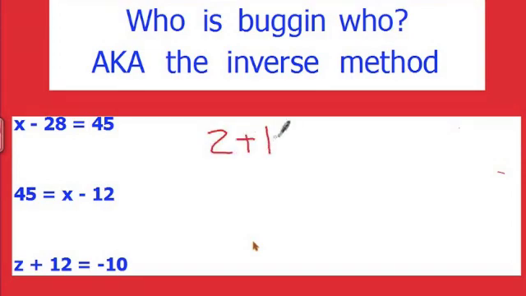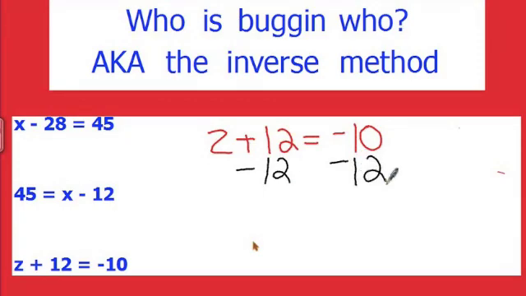One last example, z plus 12 is equal to negative 10. Who's bugging z? Positive 12. To get rid of the positive 12, I'm going to put in a negative 12. What I do to one side of the equation, I have to do to the other. Using my upside down triangle, nothing happened to the z. The positive 12s and the negative 12s cancel. Bring down the equal sign.